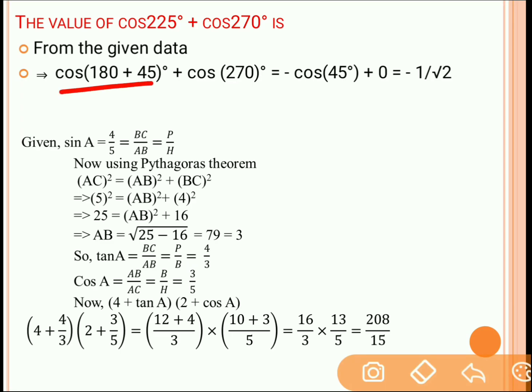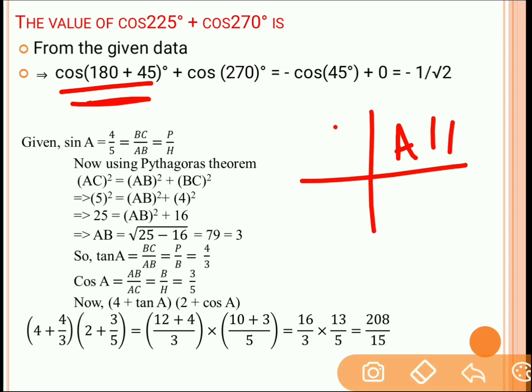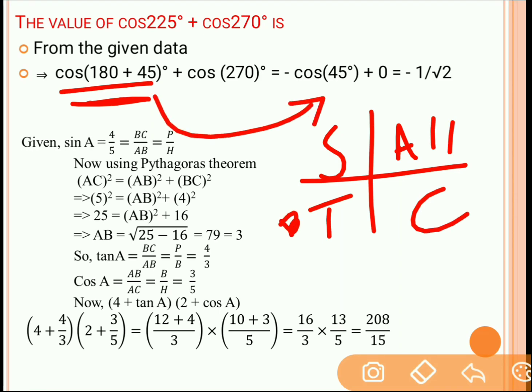So over here cos of 180 degree plus 45 degree plus cos 270 degree is equal to what? This is 180 plus 45 degree, so it is in the third quadrant. In the third quadrant, all STC, so in the third quadrant the value of cos is negative, so it can be written as minus cos 45 degree, and the value of cos 270 degree is 0. So minus cos 45 degree is equal to what? Minus 1 by root 2.